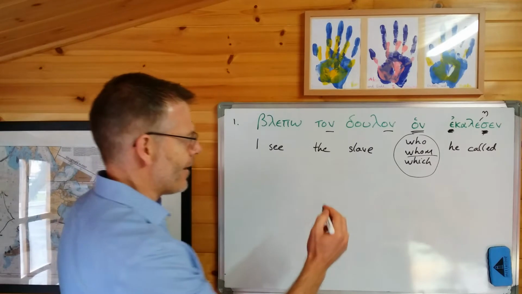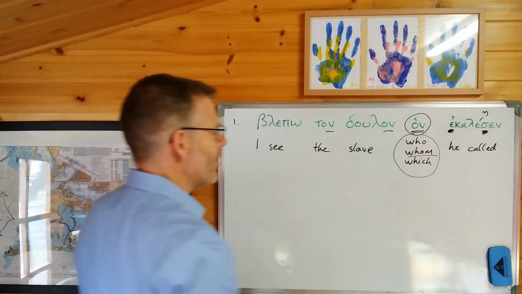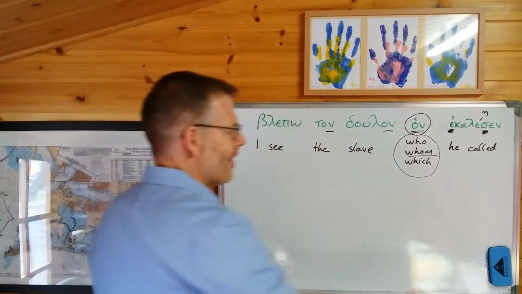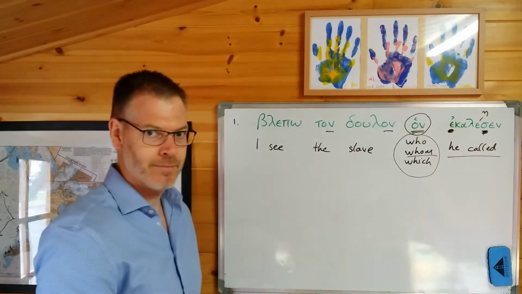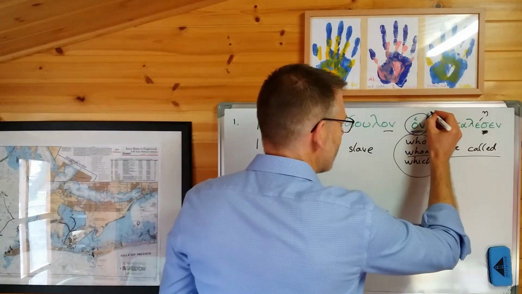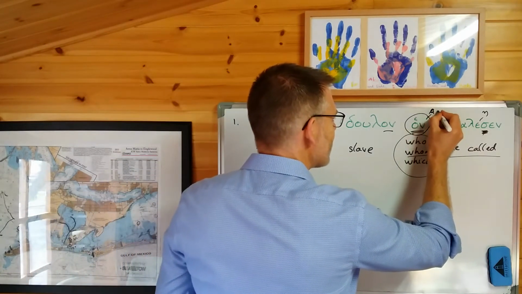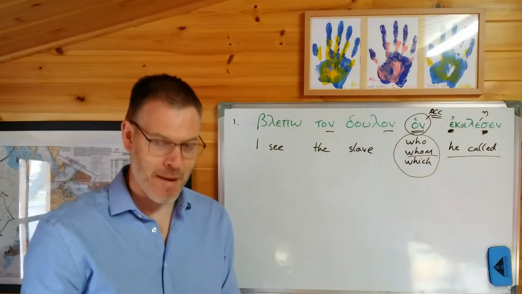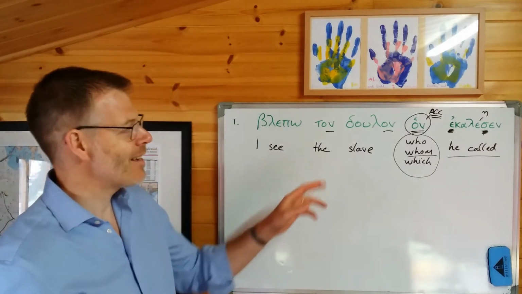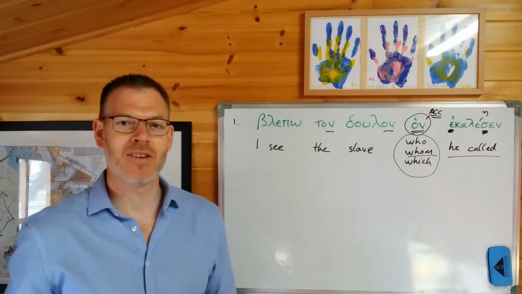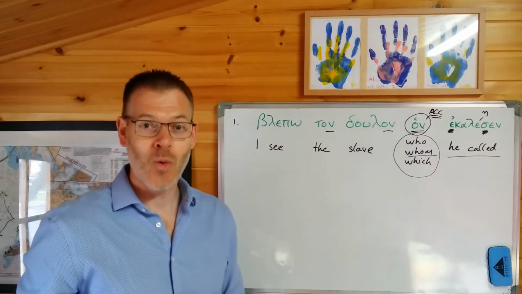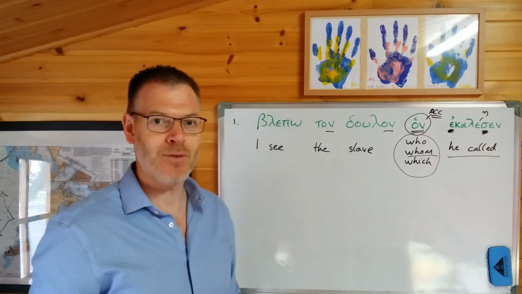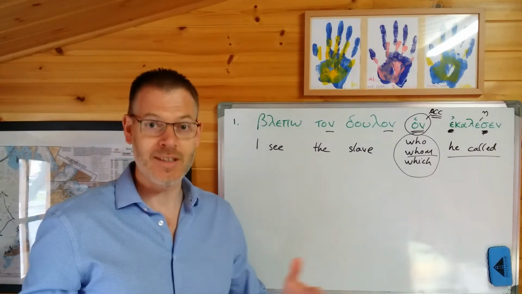Now, what's going on here is that the relative pronoun hon is serving as the object of the verb he called. It's the object because it's accusative. And the crucial thing to remember about the case of a relative pronoun is that a relative pronoun adopts the case required by its location in its clause. The relative pronoun is in the relative clause, the dependent clause.